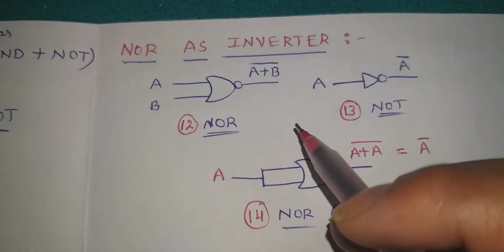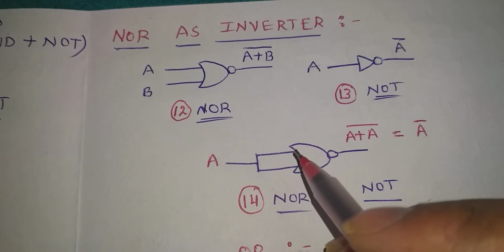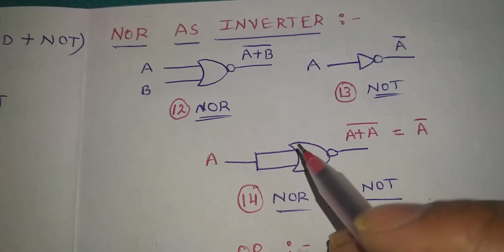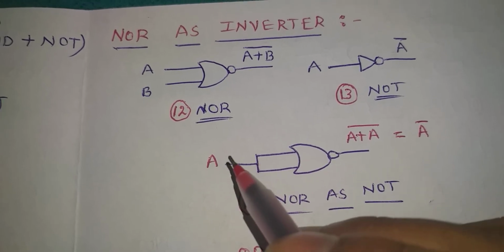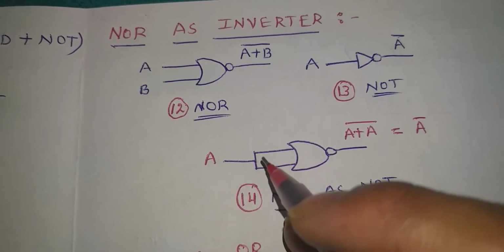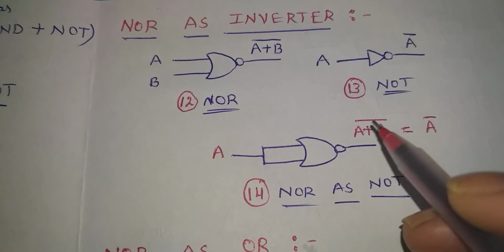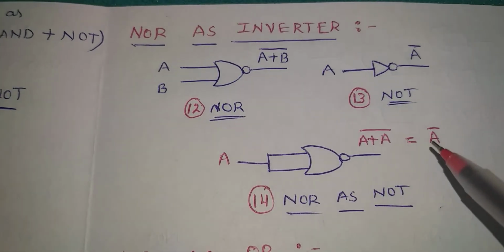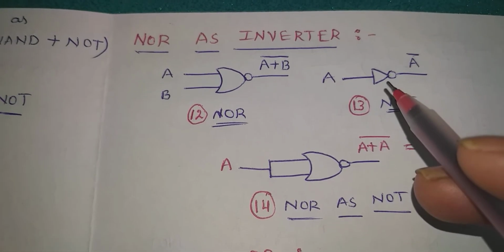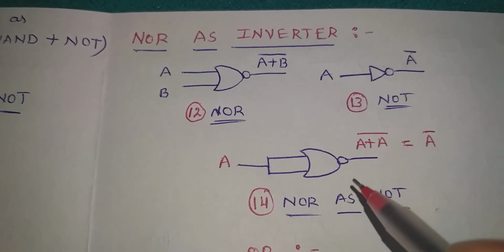of this. Once again, I am going to tie the inputs of a two input NOR gate. I am going to apply a common input. Now if you observe, (A + A) whole bar, A + A becomes A, so the output is A bar. In this manner, a NOT gate can be implemented using a NOR gate.